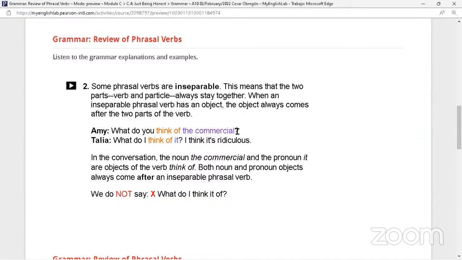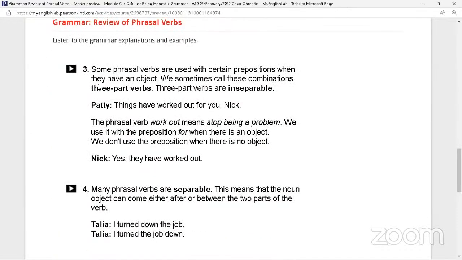Any questions? No. Okay. Three. Some phrasal verbs are used with certain prepositions when they have an object. We sometimes call these combinations three-part verbs. Three-part verbs are inseparable.